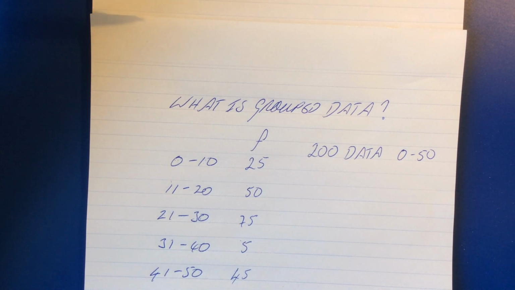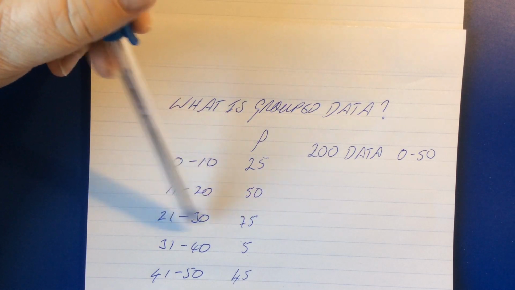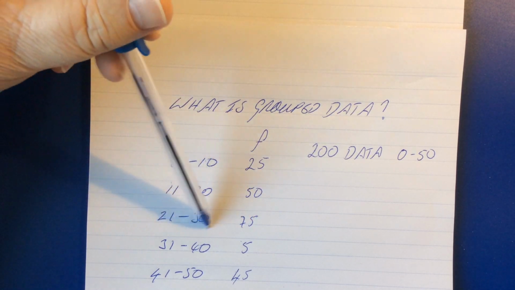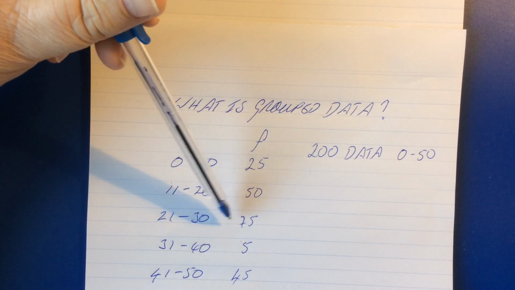It allows us to work out roughly where the median is. It's going to be in this group of numbers somewhere. We don't know what the number is, but the median class interval is 21 to 30. It's in there.